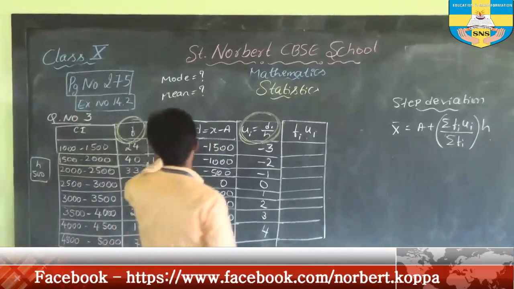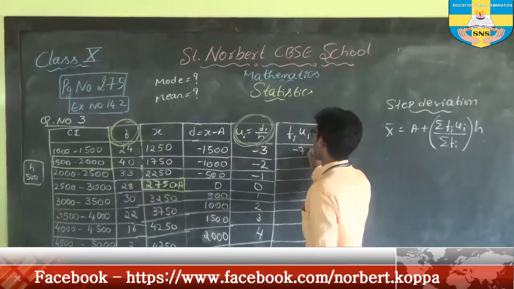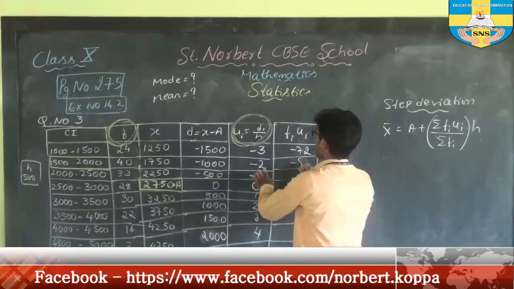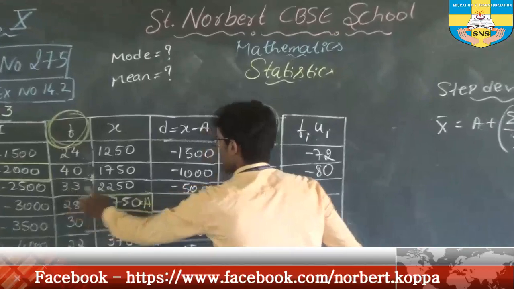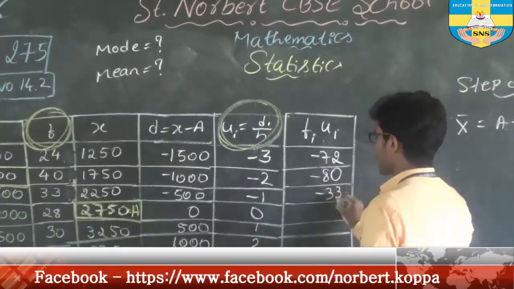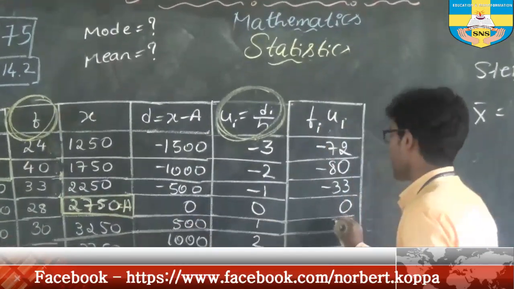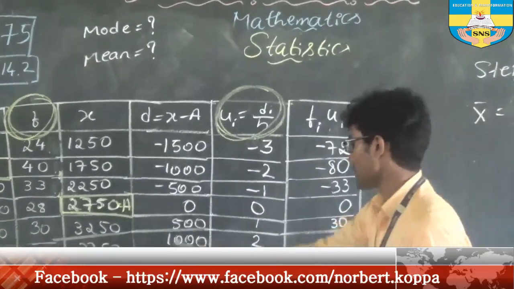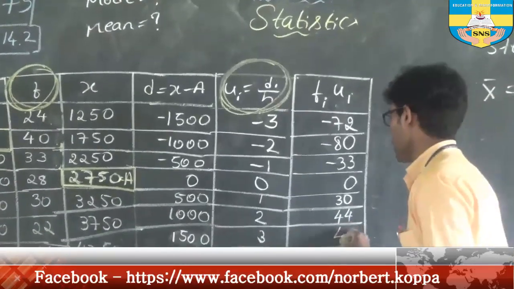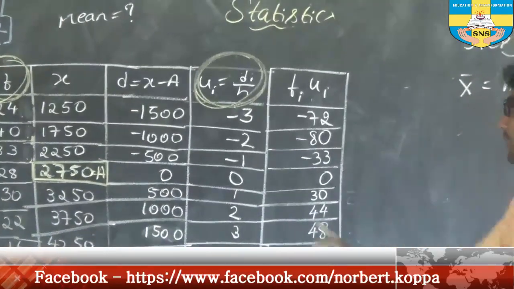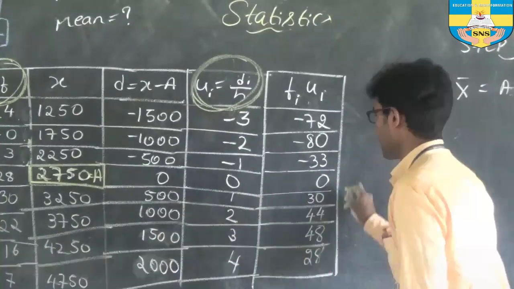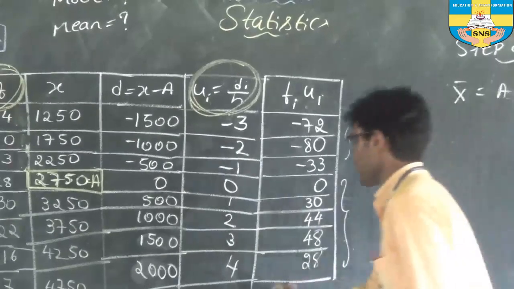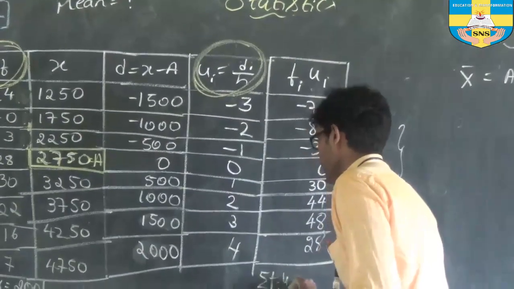24 into minus 3, minus 72. Then 40 into minus 2, minus 80. This is minus 33. Then 0, 30, this is 40. Then 16 into 3, that is 48. 7 into 4, 28. Add all this. Finally, if you add, you will be having summation of fi ui.